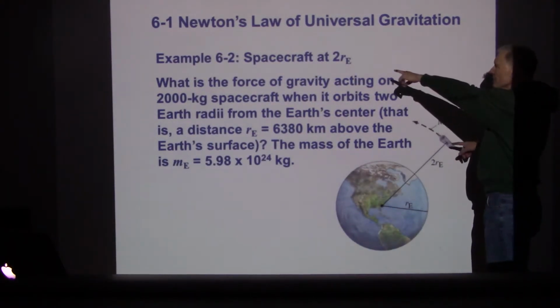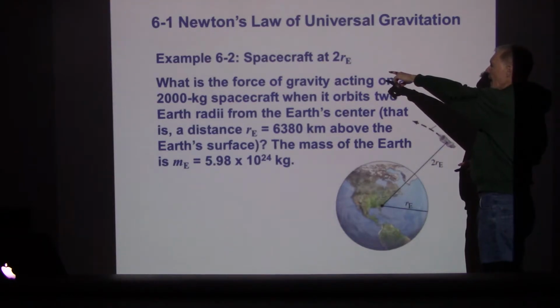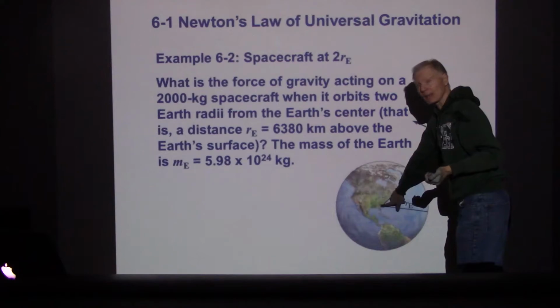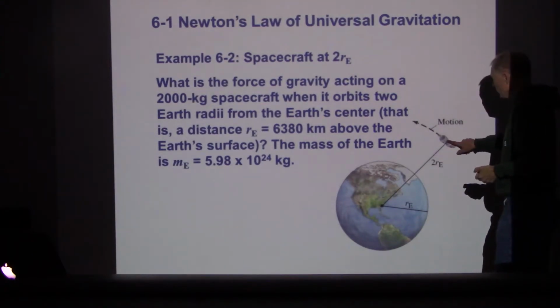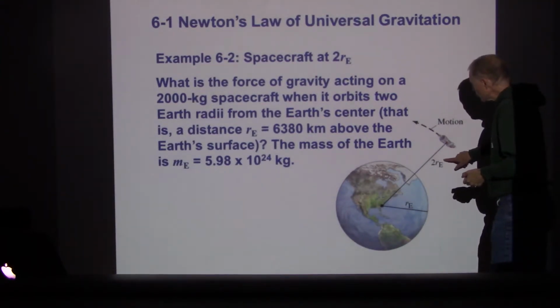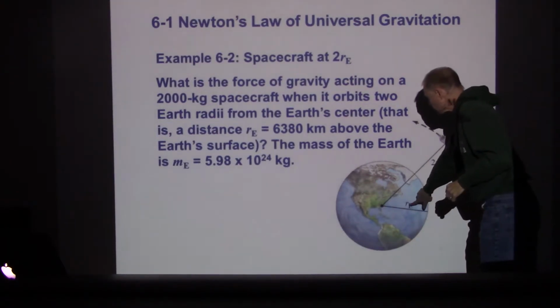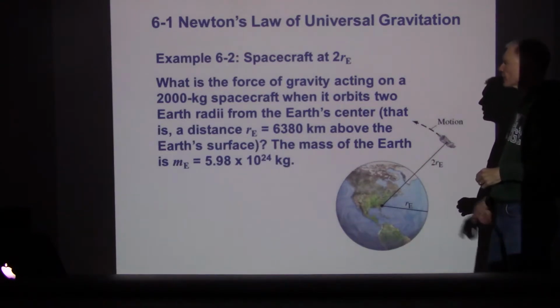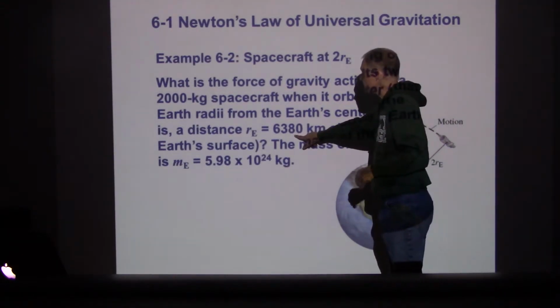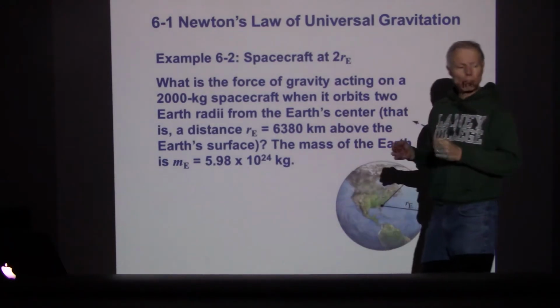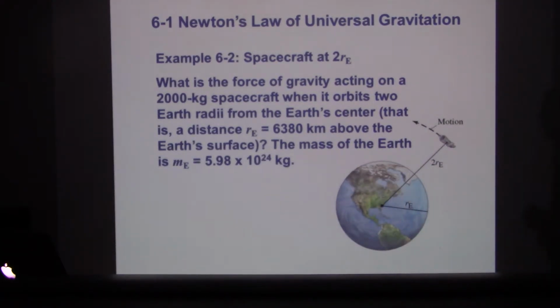Now, the distance that they say the spacecraft is at is measured from the center of the planet out to where the orbit is, 2 Earth radii. Now, that's a distance, but it's in terms of Earth radii. They're telling us the Earth radius is 6,380 kilometers, so we want to double that number. We want to put a factor of 2 into that.